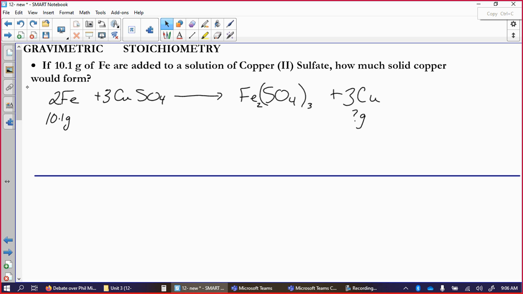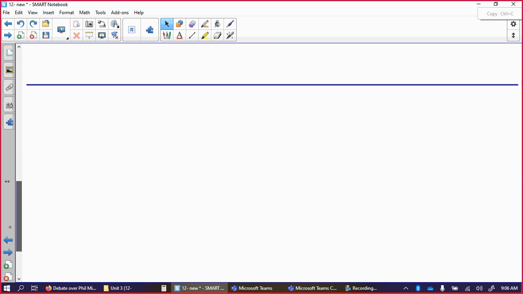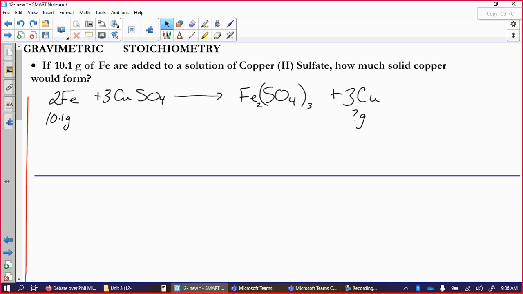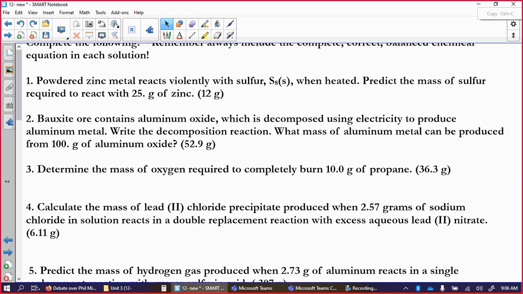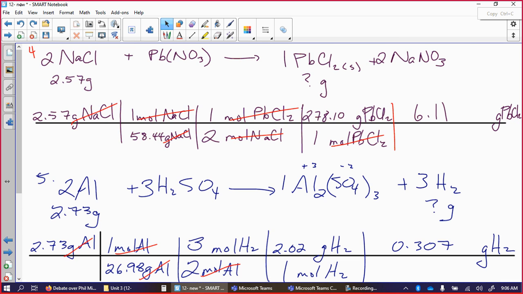So I'm really going to go through a couple things today, just reinforcing, and then there's some stuff to practice. These all kind of don't have an equation, so I'll give you the equations.